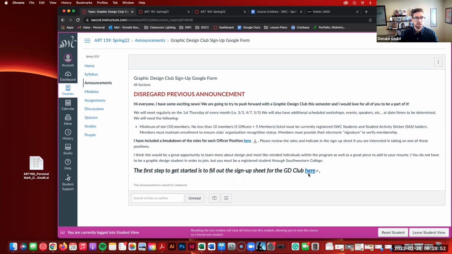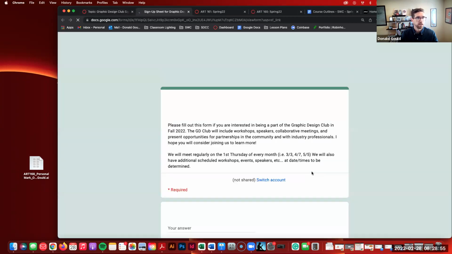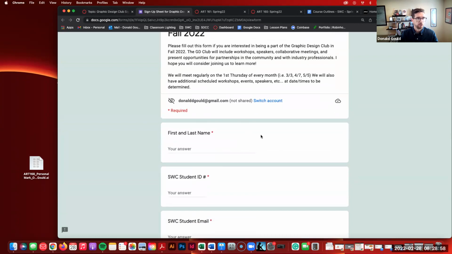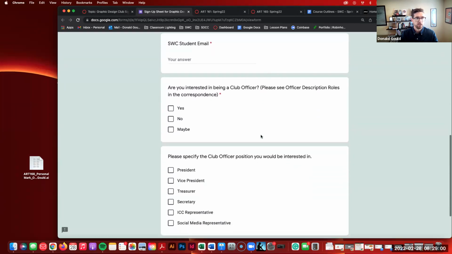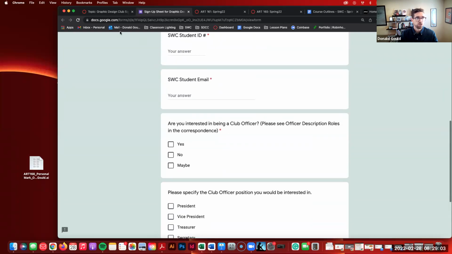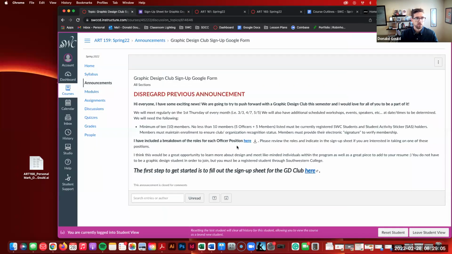Again, at the very bottom is the sign up sheet. If you click into that, it goes over a couple of questions where you'll fill out your name, student ID, and email, and it will ask you about those club officer positions. Within that same announcement, a little further up, is the breakdown of all those officer roles. If you have any interest or questions, let me know. I'd like to stir up some involvement and start planning monthly meetings, which would happen the first Thursday of every month, in addition to some of these other events.